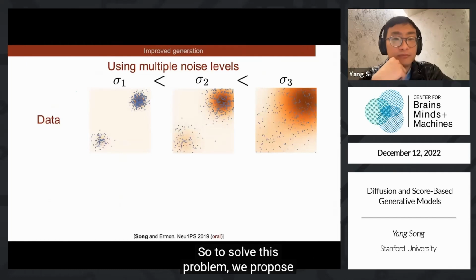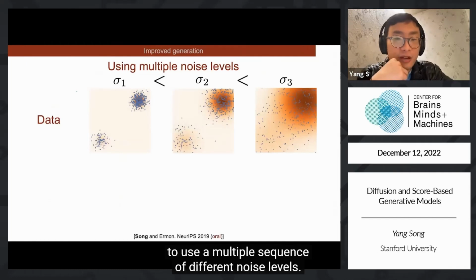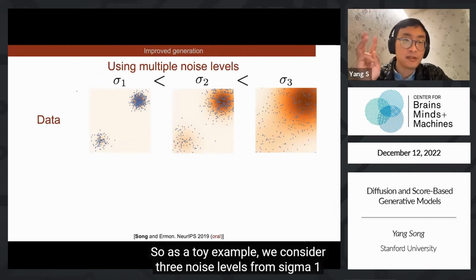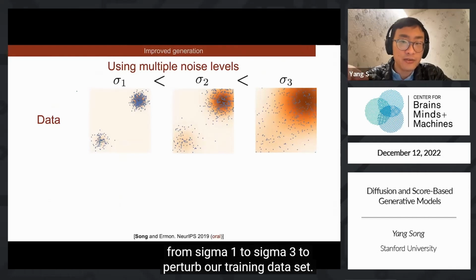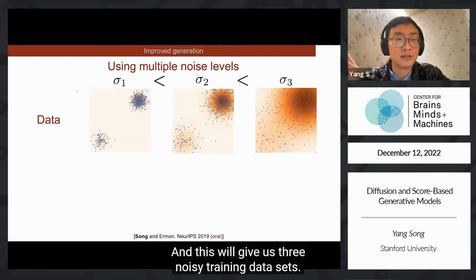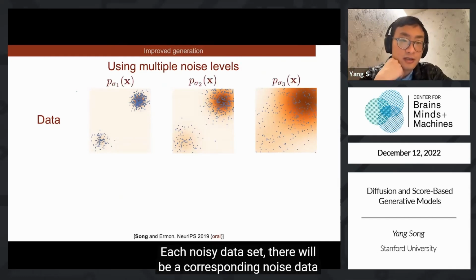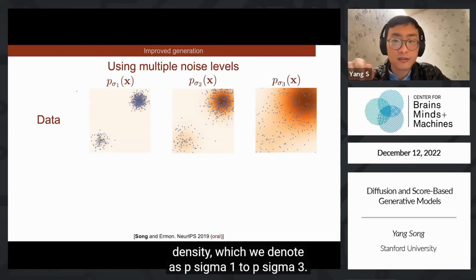To solve this problem, we propose to use a sequence of different noise levels. As a toy example, we consider 3 noise levels from sigma 1 to sigma 3. We use Gaussian noise of mean 0 and standard deviation from sigma 1 to sigma 3 to perturb our training dataset. And this will give us 3 noisy training datasets. For each noisy dataset, there will be a corresponding noisy data density, which we denote as p_sigma1 to p_sigma3.